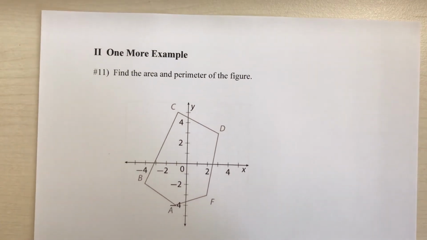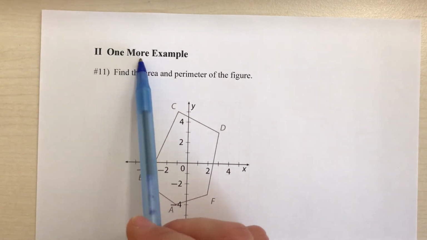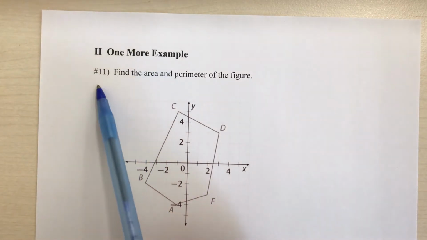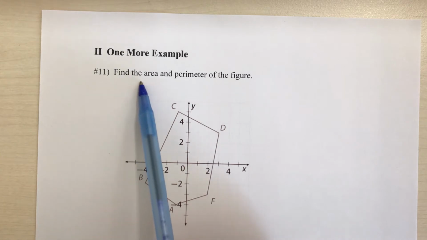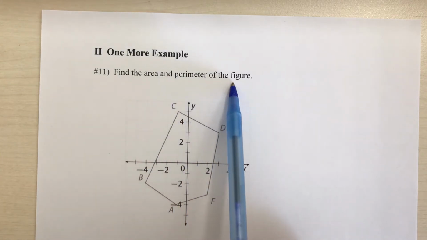All right, so we're back here for the third video. Now this is the second part. We're going to do one more example here. This is number 11. So it says, find the area and perimeter of the figure.